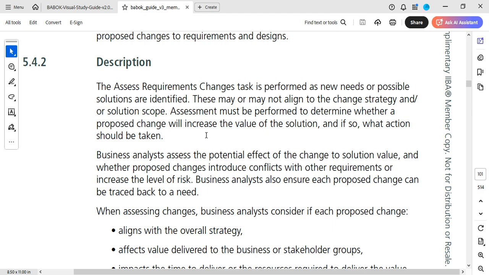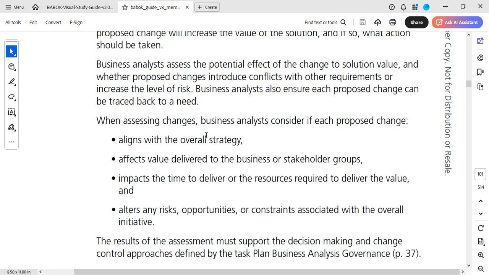So we are assessing this new requirement to see if it will bring or increase the value of what we are doing. Even if it's going to increase the value, we need to look at other things, so we don't just take it in. It has to go through the change management process. Business analysts assess the potential effect of the change to solution value, and whether proposed changes introduce conflicts with other requirements or increase the level of risk.